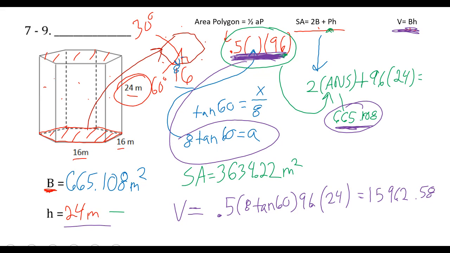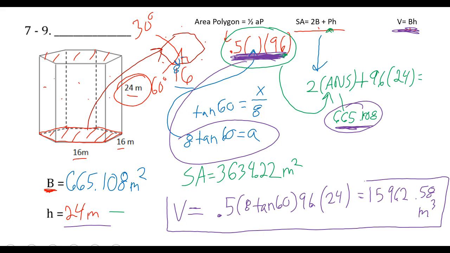15,962.58. And this would be in meters cubed, because now we're talking about volume, which is everything inside the shape. All right, so I'm hoping this helps so far with a different polygon here.